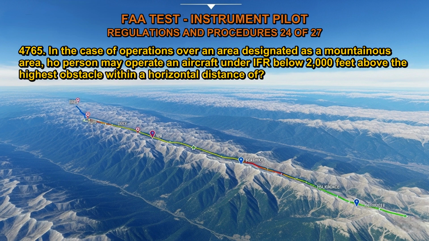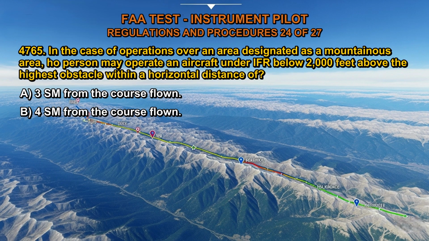Q4765. In the case of operations over an area designated as a mountainous area, a person may operate an aircraft under IFR or below 2,000 feet above the highest obstacle within a horizontal distance of A. 3 SM from the course flown, B. 4 SM from the course flown, C. 4 NM from the course flown.